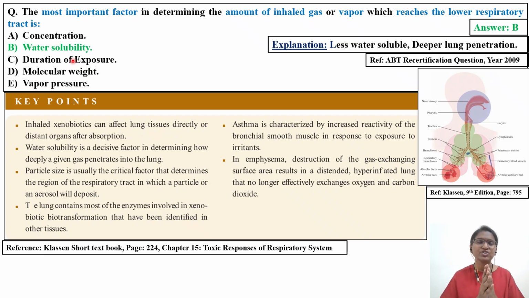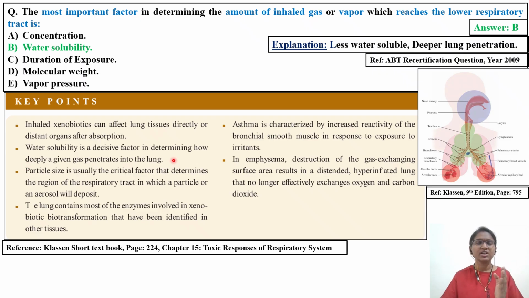The explanation given by the previous ABT toxicologists is that if a chemical to which we are exposed is less water soluble, then there is deeper lung penetration. This is something you have to remember. You can go back and read Klaassen, 9th edition, on the respiratory tract, and if somebody cannot read the complete 1500 pages of the textbook, you can also read the Klaassen short textbook, page number 224, under chapter 15, toxic responses of the respiratory tract. This particular point you see.